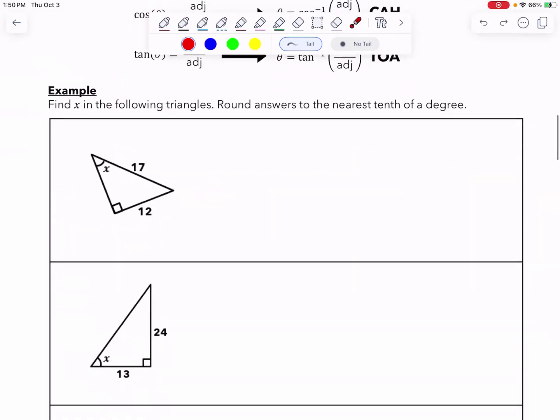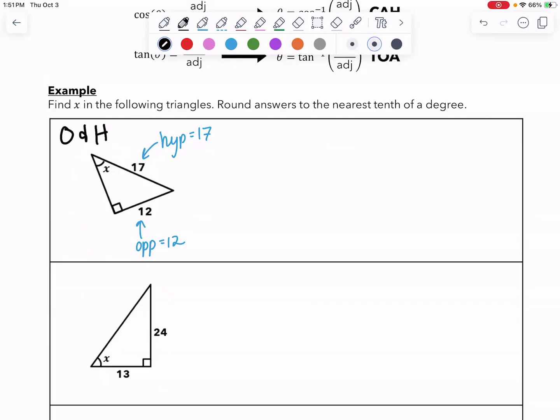So here's some examples. Find x in the following triangles. Round your answers to the nearest tenth of a degree. So here we have angle x. This is the opposite side. The opposite side is 12. This is the hypotenuse. The hypotenuse is 17. We have O and H, which is SOHCAHTOA. So we have theta is equal to sine inverse of opposite over hypotenuse, 12 over 17.